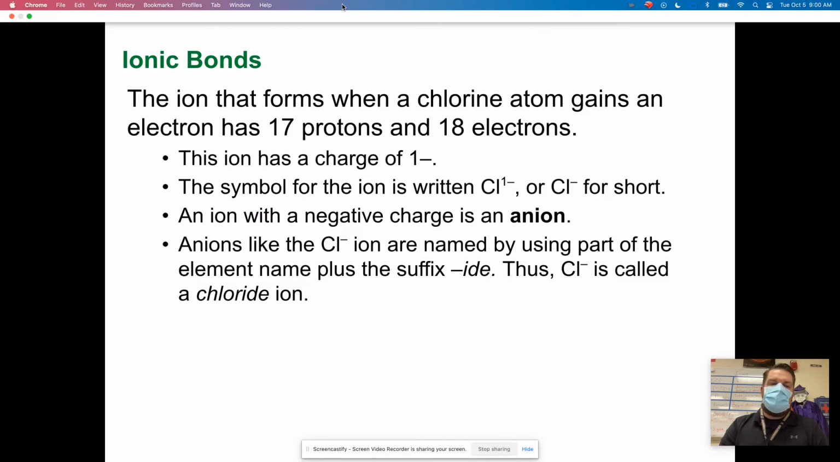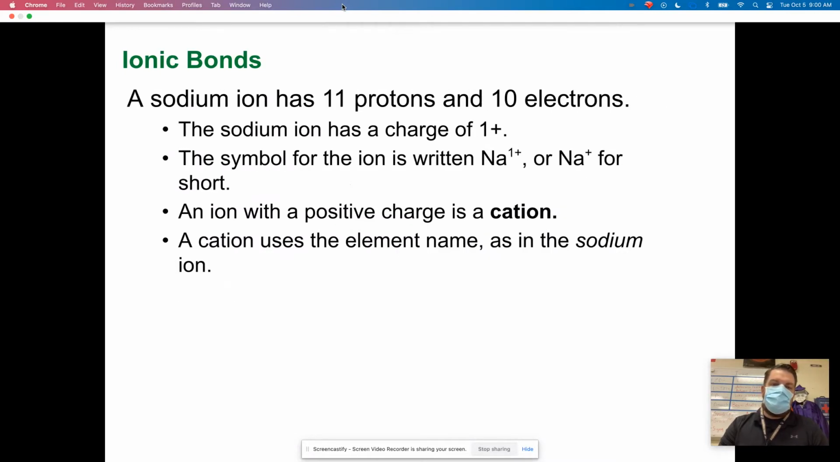Okay? Anions like the chlorine ion are named by using a part of the element plus a suffix like "ide." So the Cl with a negative charge of 1 is called chloride instead of chlorine. So when we say salt is sodium and chlorine, it's really the name is sodium chloride, right? So sodium has a charge of +1 because when it gives up an electron, the balance shifts. It has 11 positive protons and 10 negative electrons. So the charge then is +1.